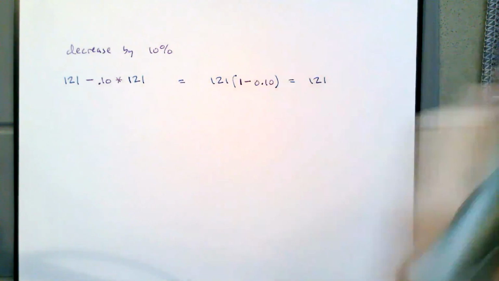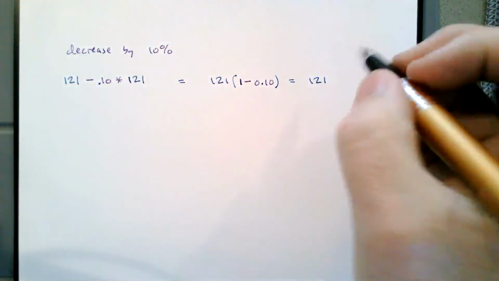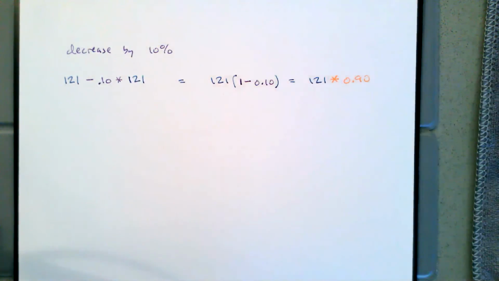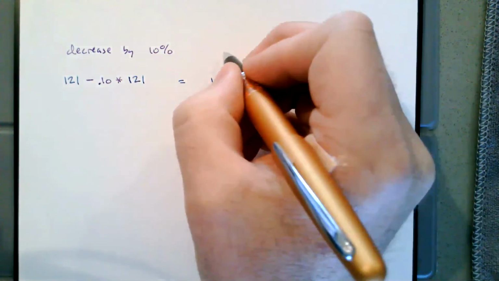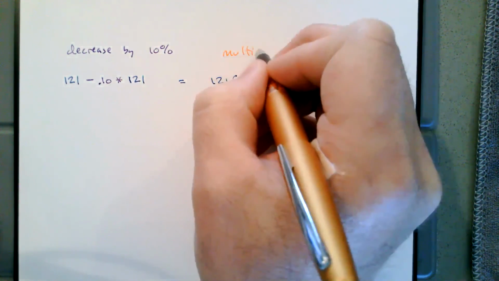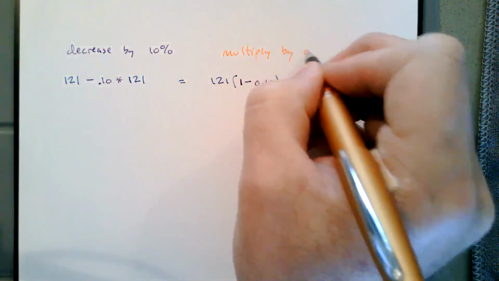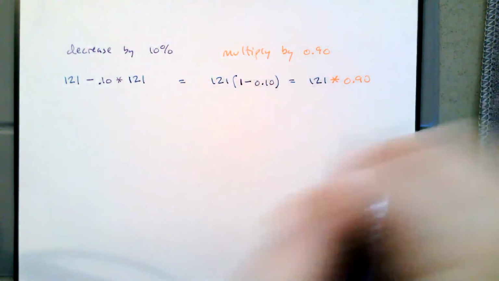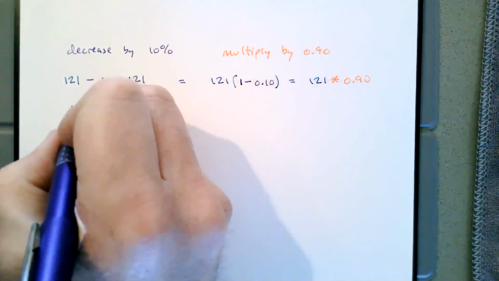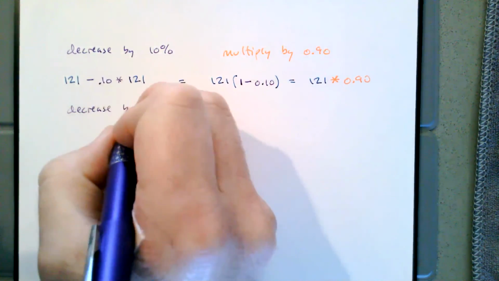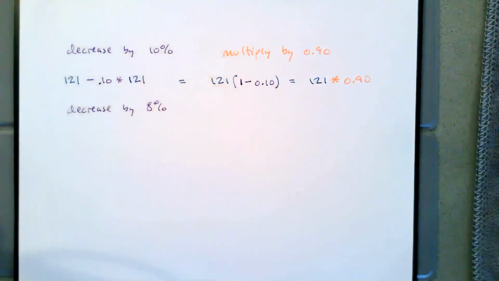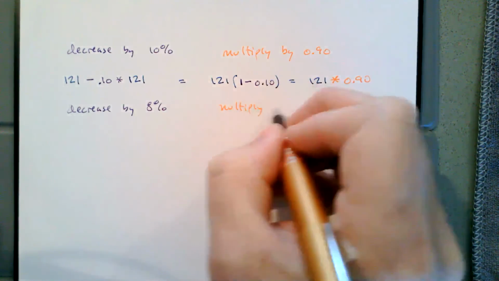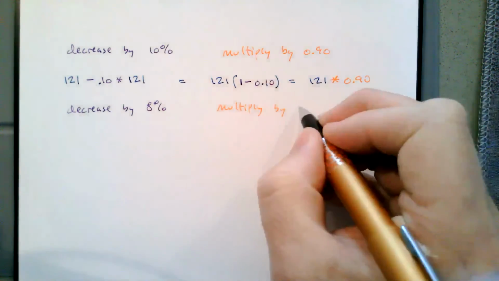And so that's 121 times 0.9. So decrease by 10% is multiply by 0.9. So if we want to decrease by 8%, we'll multiply by 100 minus 8, or 0.92.